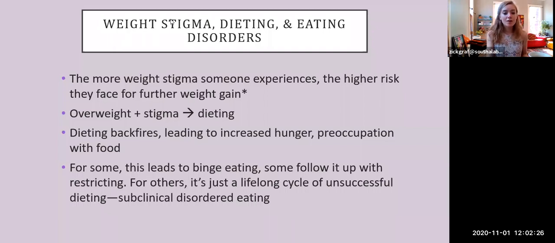It leads to increased hunger, increased preoccupation with food. And this can lead to entering into that binge, purge, restrict cycle. For some people, this increased hunger and preoccupation with food leads to binge eating. For some people, it just leads to breaking their diet and breaking their food rules. That can in turn lead to a lot of distress, a lot of shame, doubling down on restricting or doing things to compensate, like purging or excessively exercising or fasting. So for some people, this can turn into an eating disorder, but for many more people, it's just a lifelong cycle of unsuccessful dieting and subclinical disordered eating.